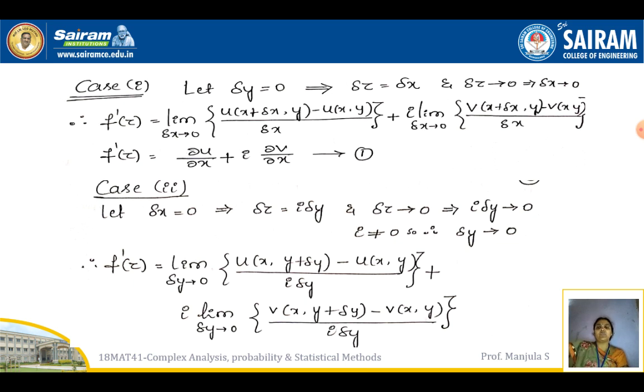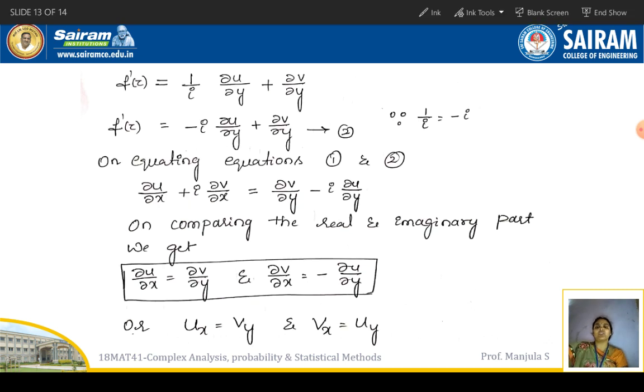In case 2, you put δx = 0. This implies δz = i δy, so δz tends to 0 means i δy tends to 0, and we can ignore the i; it means δy tends to 0. If you substitute that in the previous equation along with the basic definition, f'(z) can be written as -i ∂u/∂y + ∂v/∂y. Take this as equation number 2.